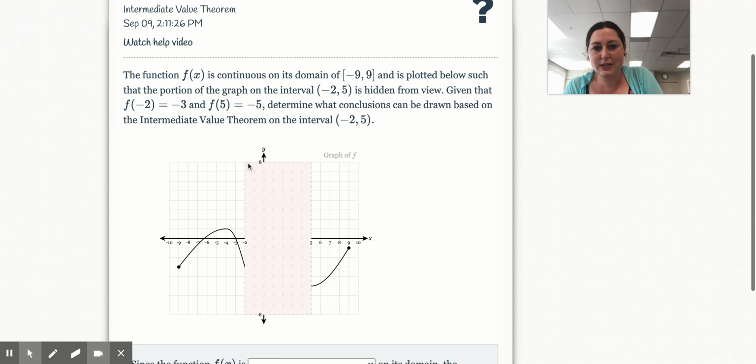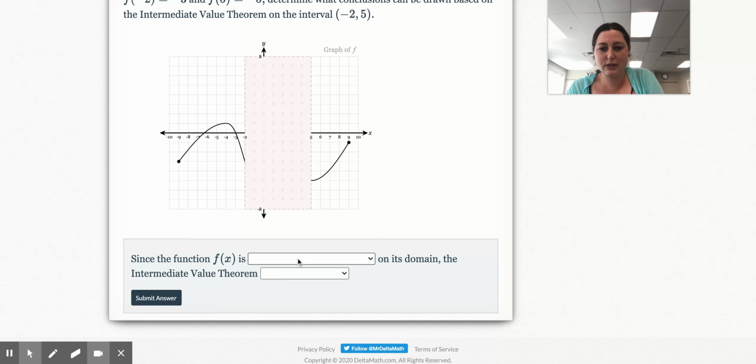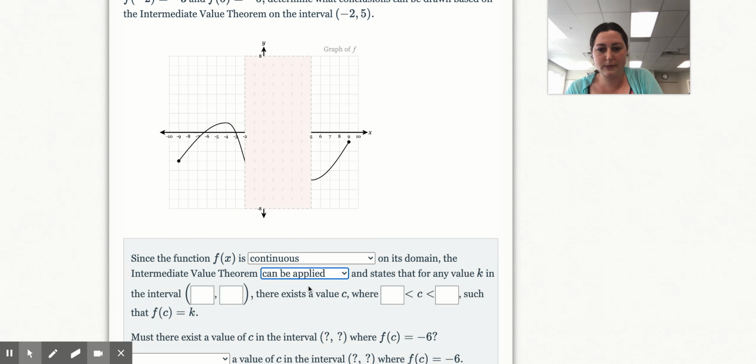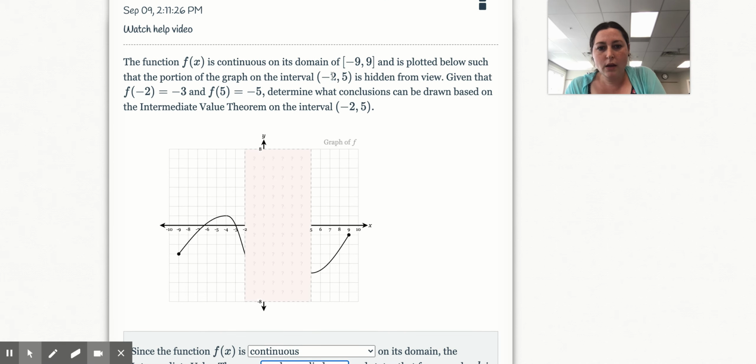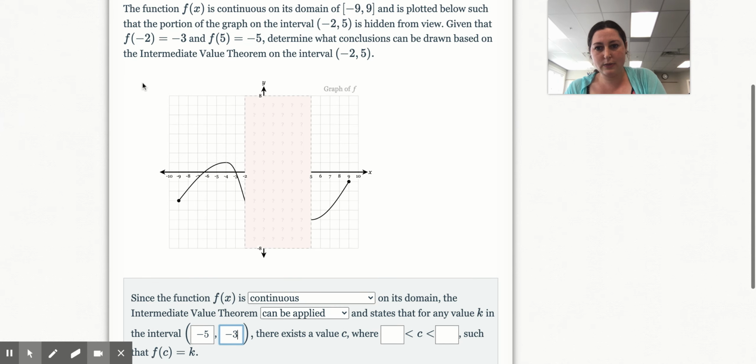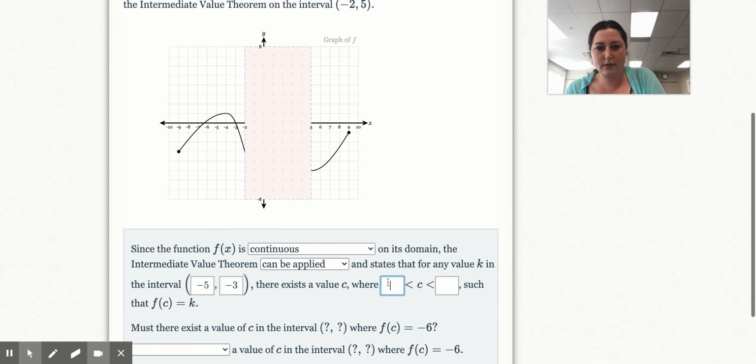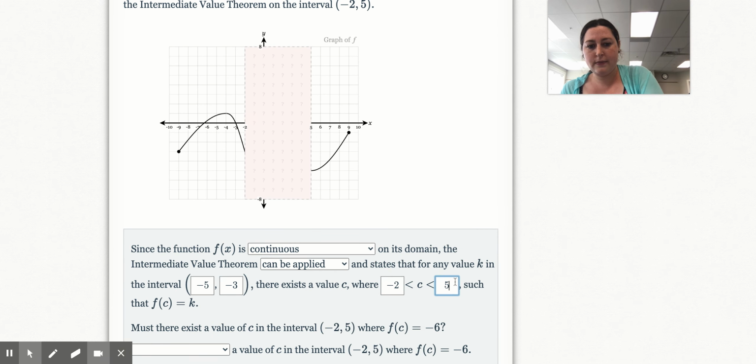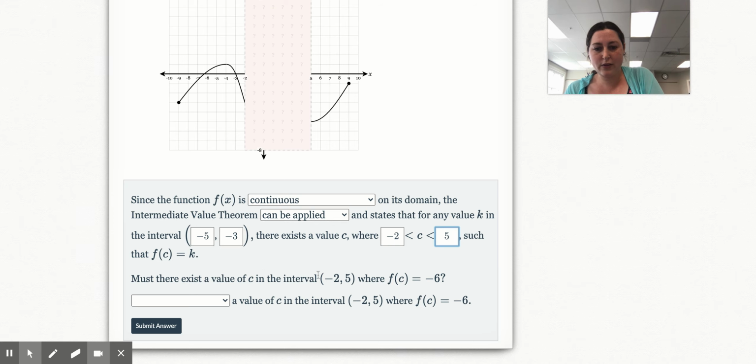Okay, this one is continuous. It tells us it's continuous, so we can apply the intermediate value theorem. Given that f of 2 is -3 and f of 5 is -5, our y values are going from -5 to -3, the lowest to highest, and their x values are between -2 and 5. Must there exist a value between -2 and 5 such that f of c is -6? Here's another one that's out of our range, so it could be. If it was in the range from -5 to -3, then we would be guaranteed that it is.